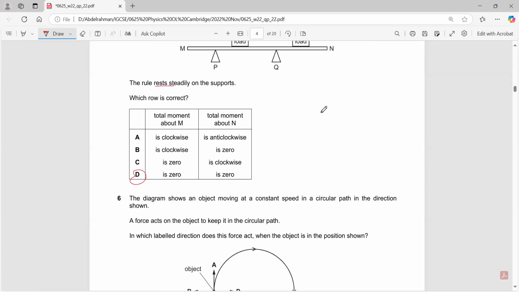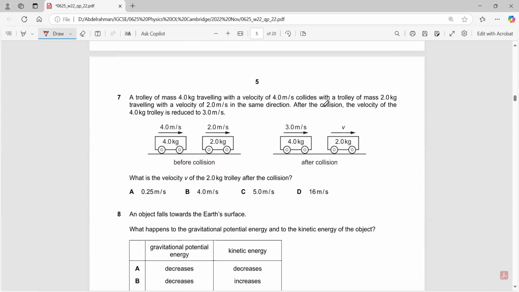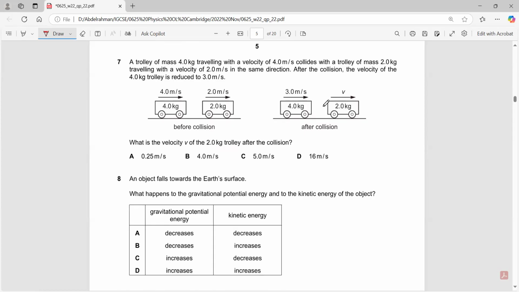Question 6. In which labeled direction is the force? Definitely, the centripetal force is always towards the center of the rotation. Question 7. A trolley of mass 4 kilograms is traveling with a velocity of 4 meters per second. Another one is traveling with a velocity of 2 meters per second. After collision, the velocity of the 4 kilograms is reduced to 3 meters per second. What is the velocity of the 2 kilograms?